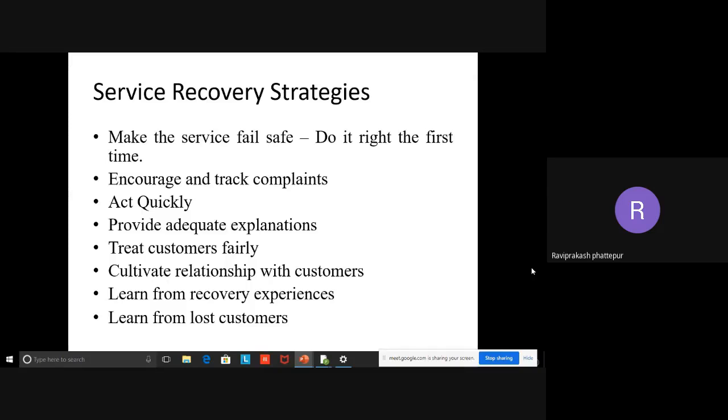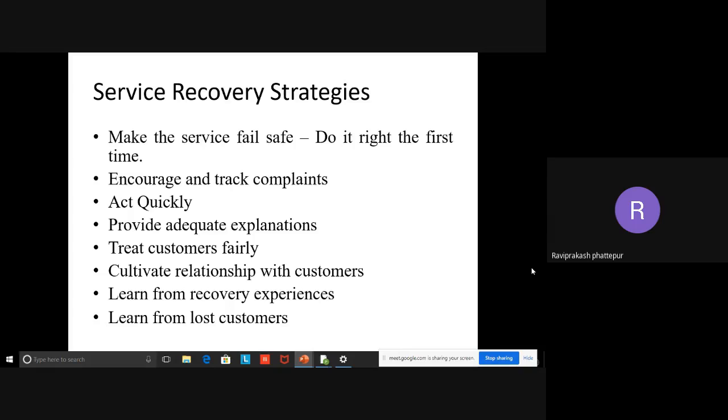But still, you have to learn from the problems, whatever they have faced or you have faced in delivering the proper service to them. So this is very, very much important. So what are some of the service recovery strategies? Do it right the first time. That is, have a fail-safe basically.